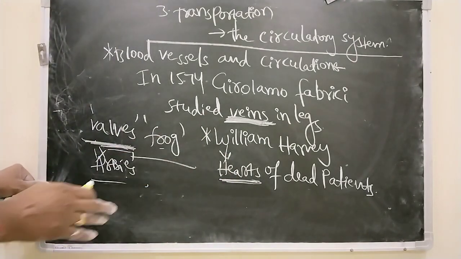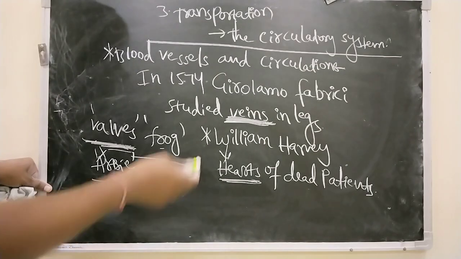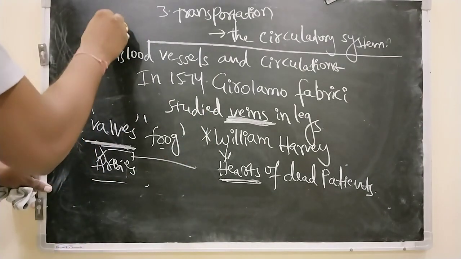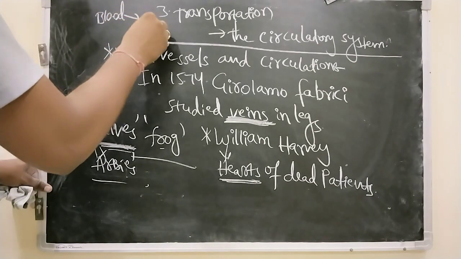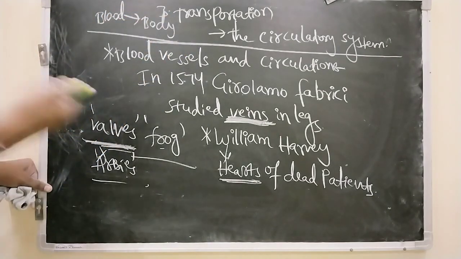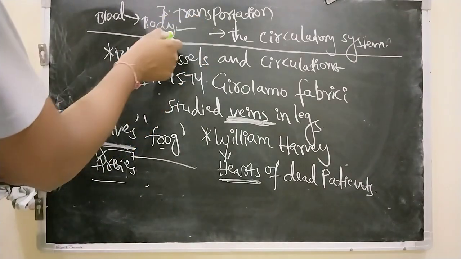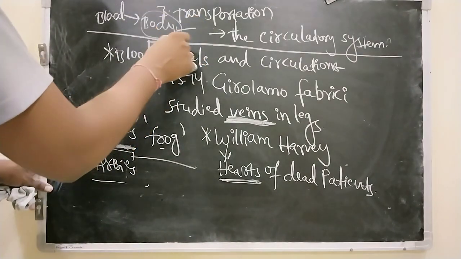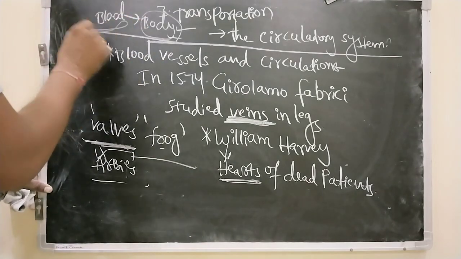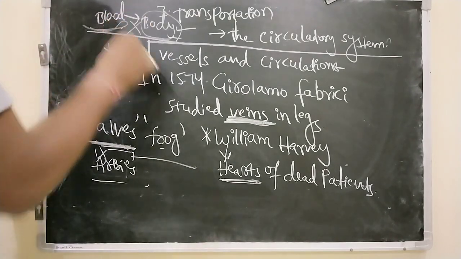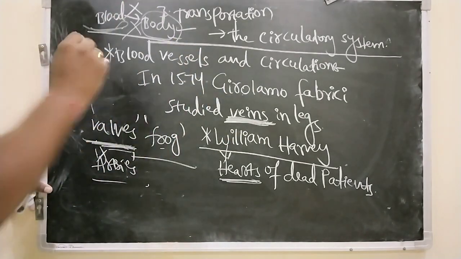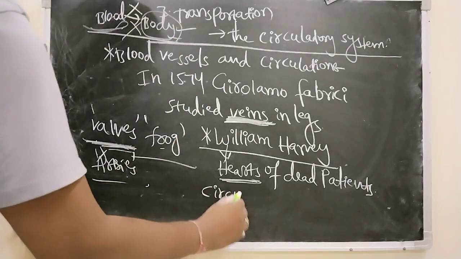In those days, most of the people believed that the blood is absorbed by the body, which is completely wrong. They believed that daily a large amount of blood is absorbed by the body, and we are working because of this absorption, and again the next morning blood is forming. This is completely wrong. Then William Harvey said that blood is not absorbed by the body, blood is circulating in the body.